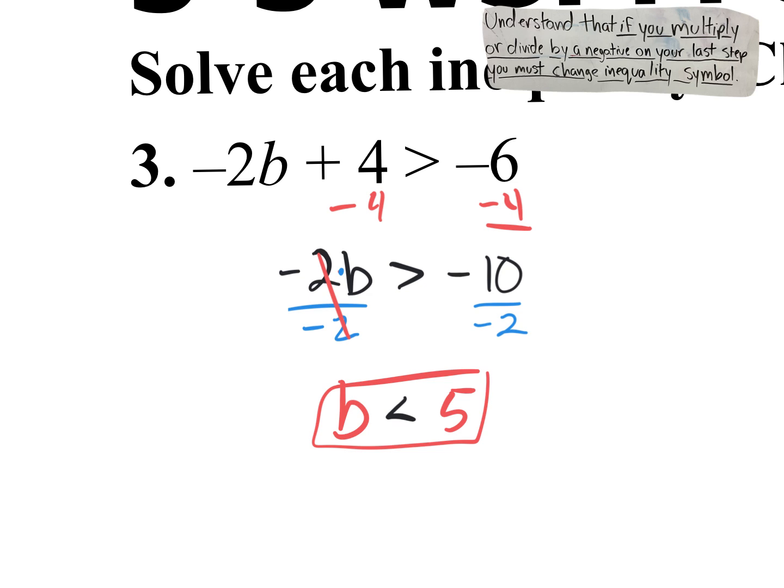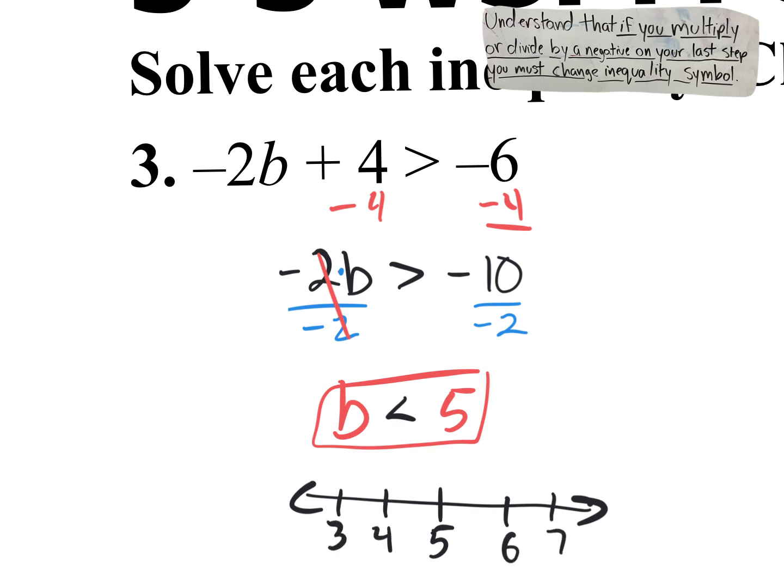And it might be a good idea just to review how to graph that answer. B is less than positive 5. You would draw a number line. You'd put 5 right here in the middle, and then 6 and 7, and over here 4 and 3. Obviously, anything on the left side is less, anything on the right side is greater.